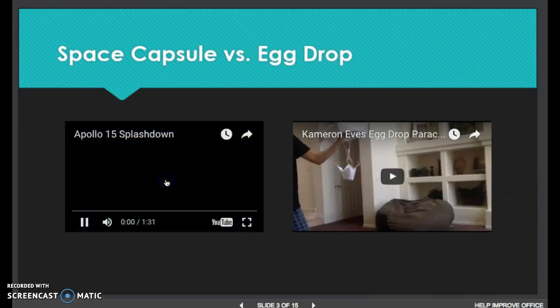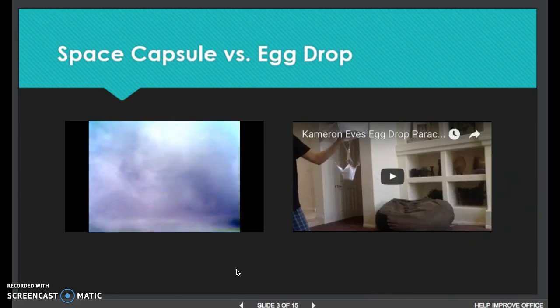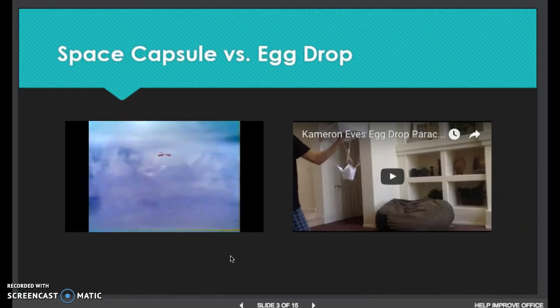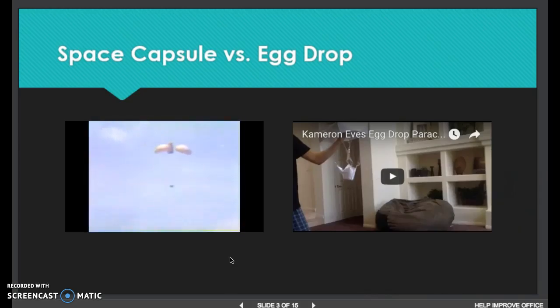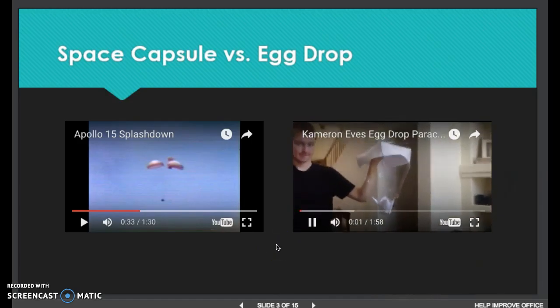So if we look here, here is a model of the Apollo 11 splashdown. Should look fairly similar to things you have seen as it comes all the way down. I'm not going to make you watch the capsule splash down, but on the right we have someone's experiment. It's going.